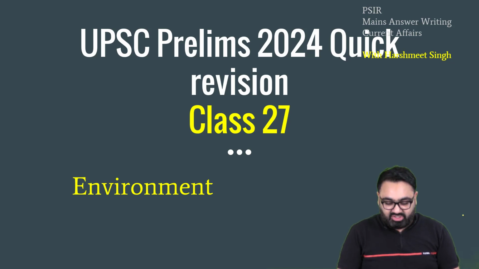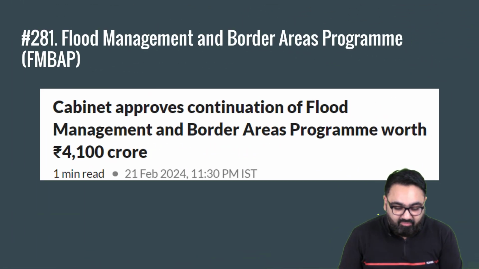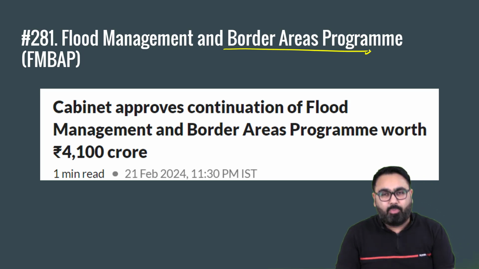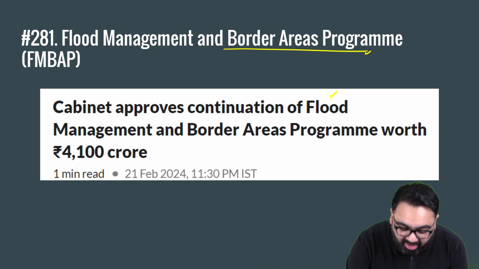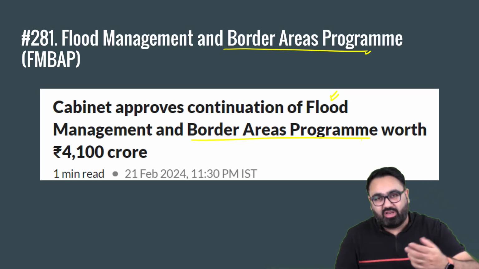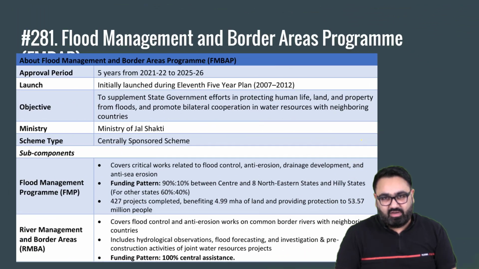Let's begin with the first topic for today's class. First topic, 281. Flood Management and Border Areas Program. Now, this is an old program that the government has been running for some years now. As the name suggests, it involves creating infrastructure for flood prevention and flood management simply near the border areas. The government of India has extended this program further by allocating 4,100 crore rupees.